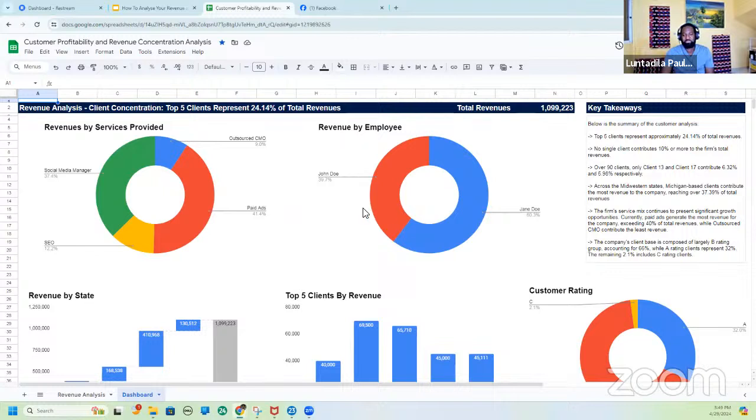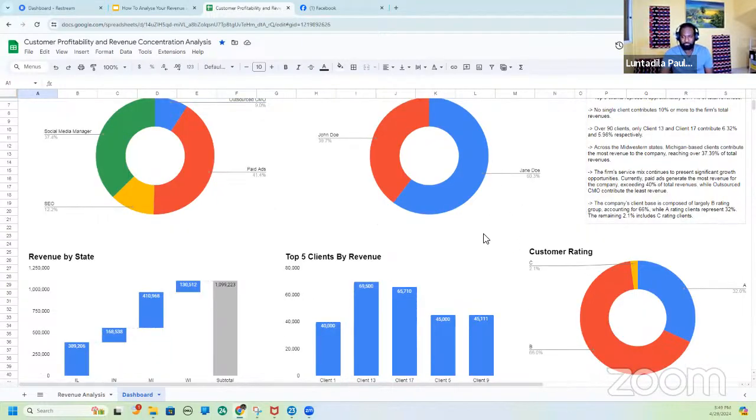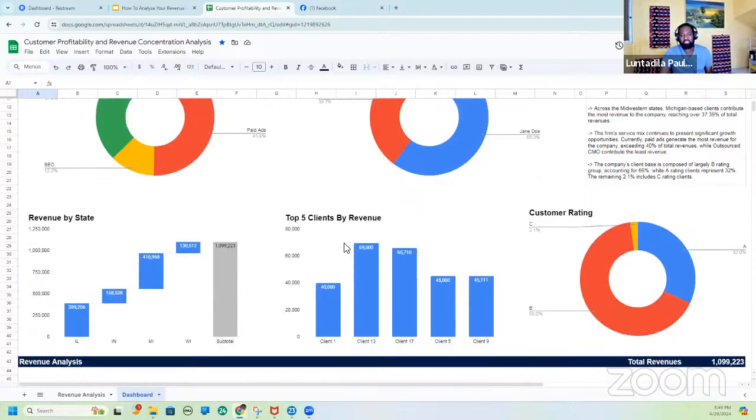We also have revenue by employee. It seems like Jane Doe is the winner here, covering clients that generate about 60% of revenue. And then we have our top 5 clients by revenue. Client 13 clearly generates the most revenue to the firm, and then client 17, and then the rest of them. Outside of that, we have revenue by state. It seems like Michigan is the breadwinner of the firm in terms of geography, okay?